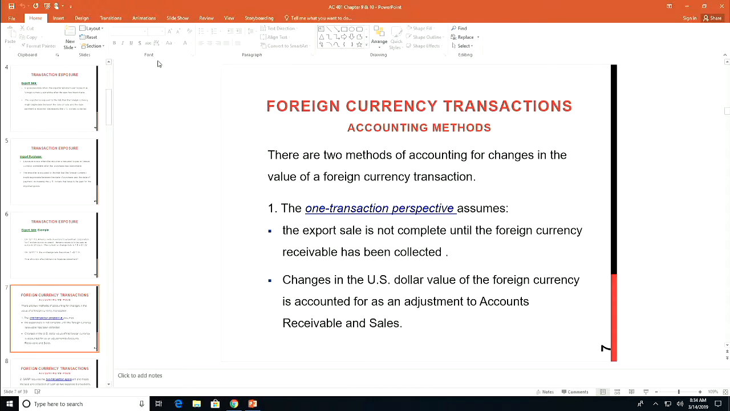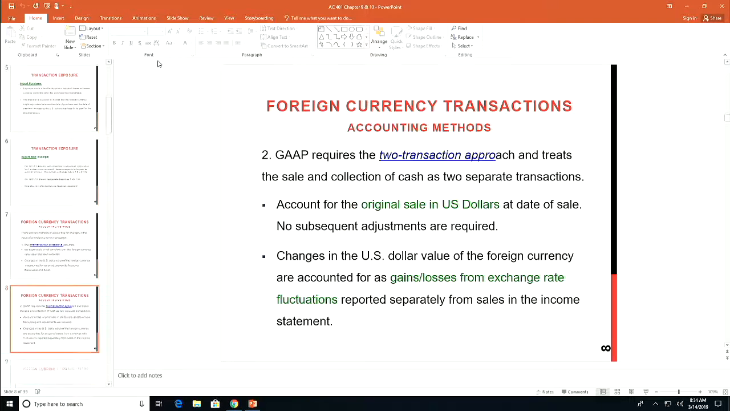It's called one transaction perspective and two transaction perspective. We actually don't follow one transaction perspective in the USA, because GAAP doesn't allow it. One transaction perspective means that, let's take the example of sales, when you make a sale, the sales amount is not fixed until you collect the foreign currencies. It can vary, right? But we don't follow it here in the USA.